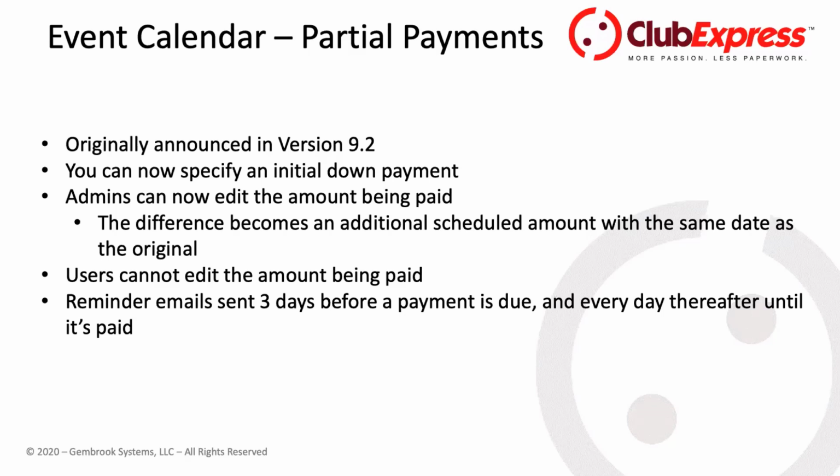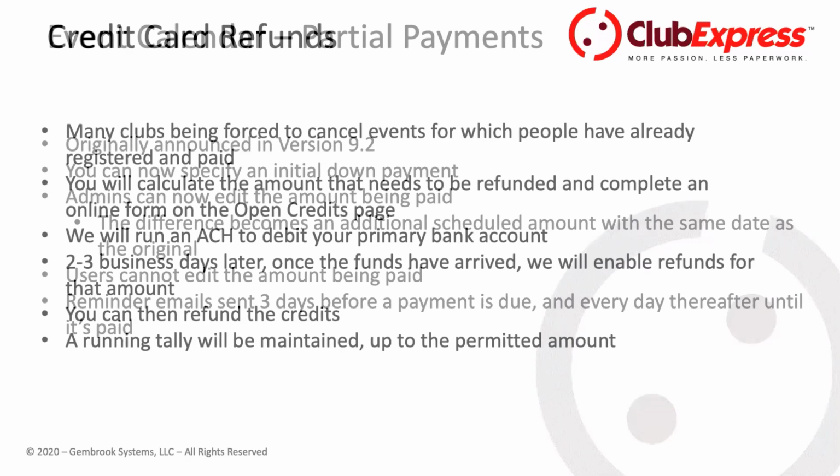And the other thing is we've fine-tuned the reminder emails. Reminder emails are now sent out 3 days before a payment is due to everyone that has a payment due, and then every day thereafter until that payment has been made. Even if you pay a lower amount, you're going to get a reminder every day that you still owe a certain amount of money by that schedule. There's a couple of ski clubs that are on the call, and they're the main ones that use this partial payments feature. Hopefully these enhancements will make this feature even more usable for you.